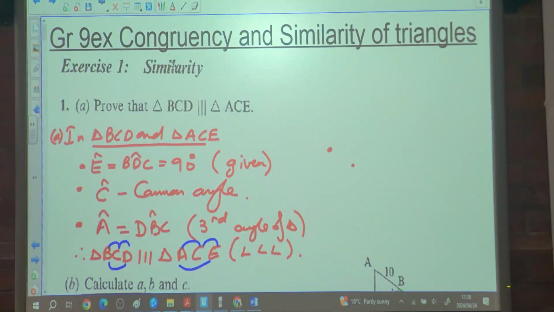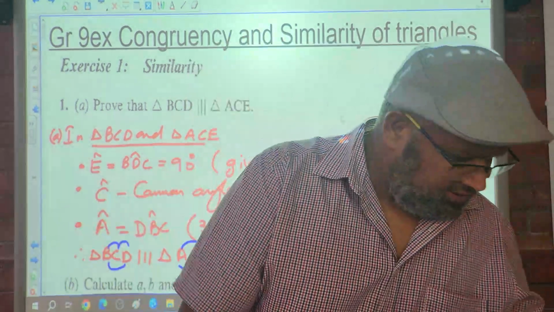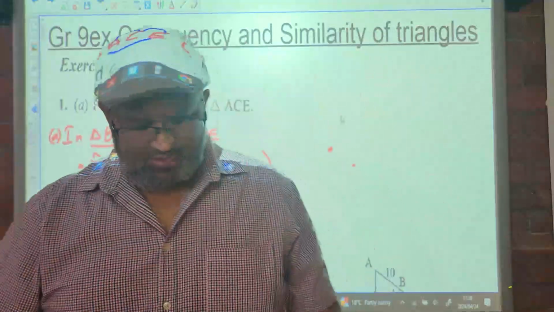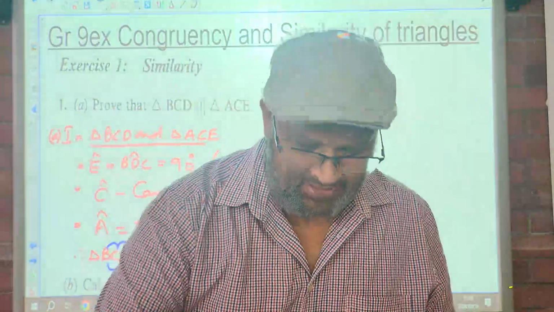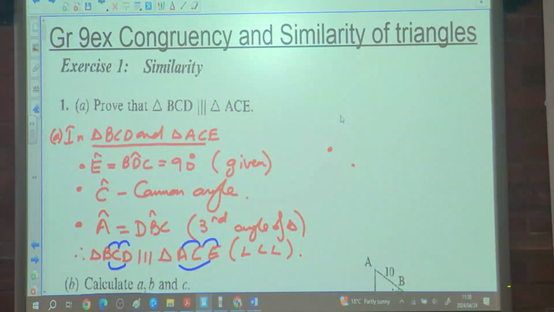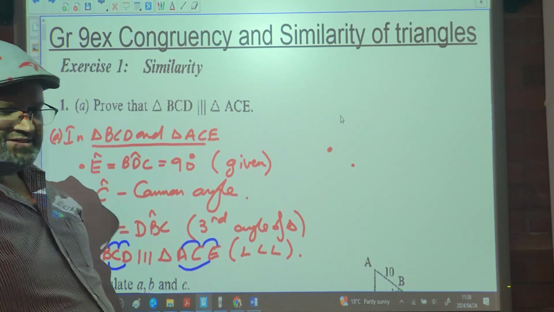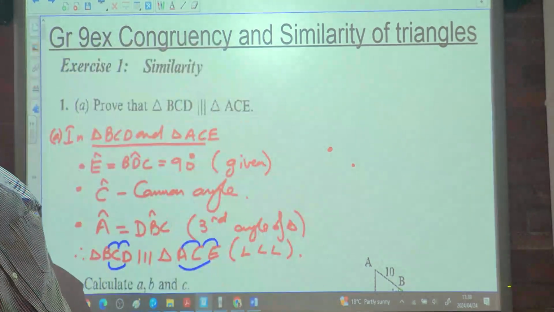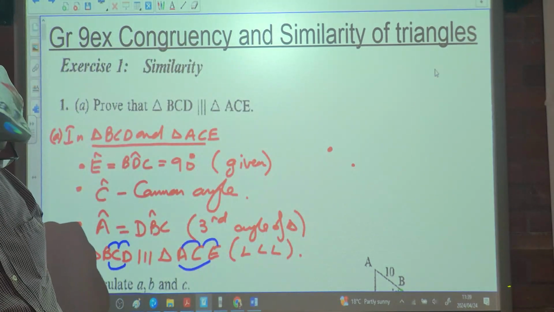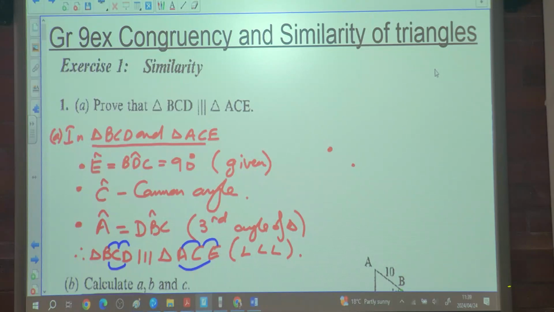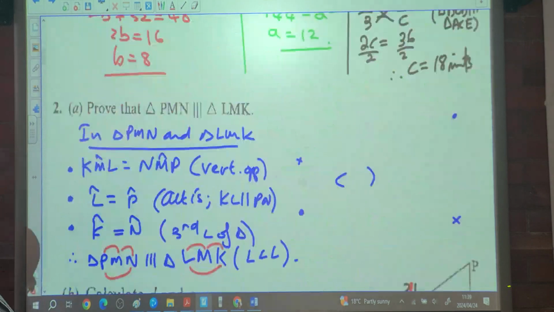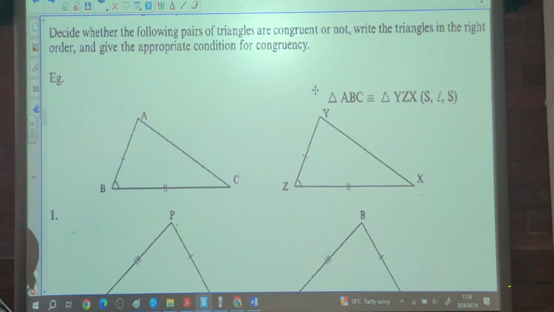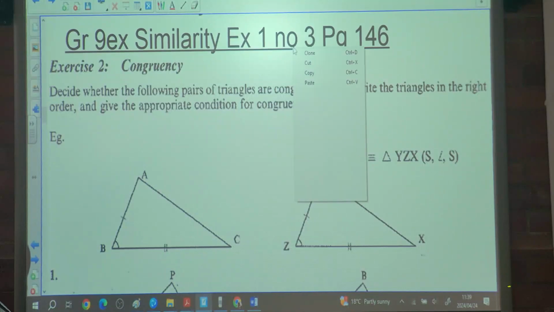Okay, good morning class. So today we're looking at congruency and similarity. However, we're looking at example exercise 2 which deals with similarity. That's the example 2 exercise. Here's my book. Right, so we have completed exercise 1 already.